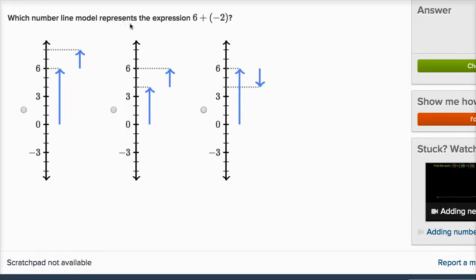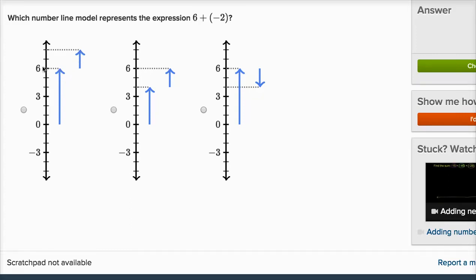Which number line model represents the expression 6 plus -2? So here they've taken our number lines, but they've made them go up and down. They've made them vertical. So one way to think about it, I want to start at 6, and then I want to add -2. So on a vertical number line like this, and it seems like we're increasing as we go up, I want to start at 6 above 0. But then I want to add -2, which should take me 2 steps back down. This one takes me 2 steps even higher.